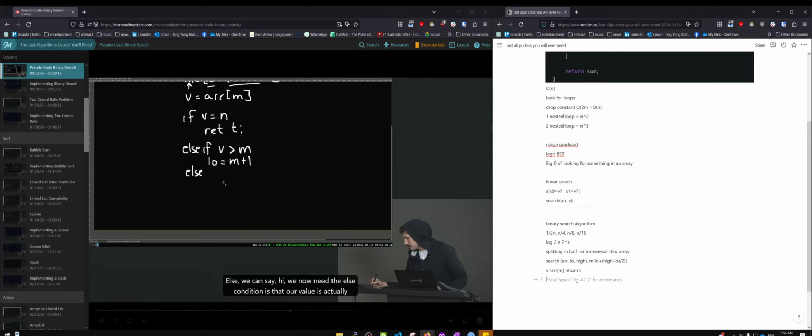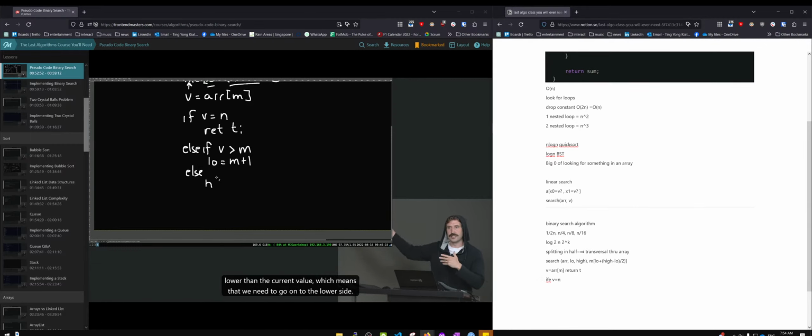Else, we can say high. The else condition is that our value is actually lower than the current value, which means that we need to go onto the lower side. So our high needs to equal our midpoint.